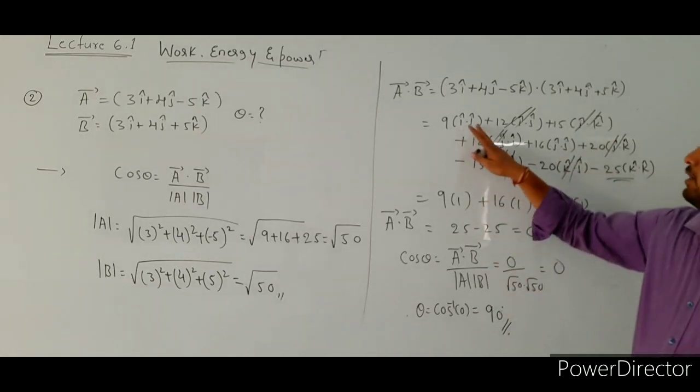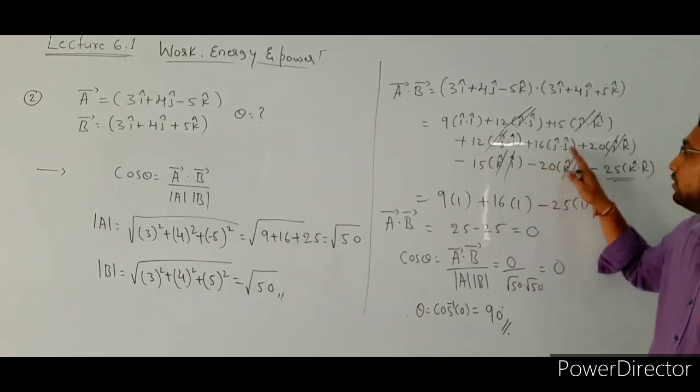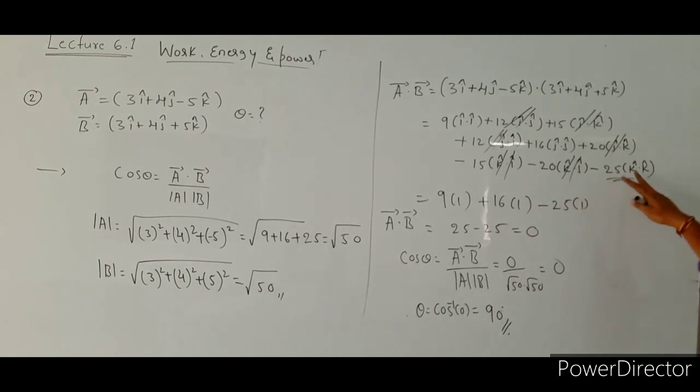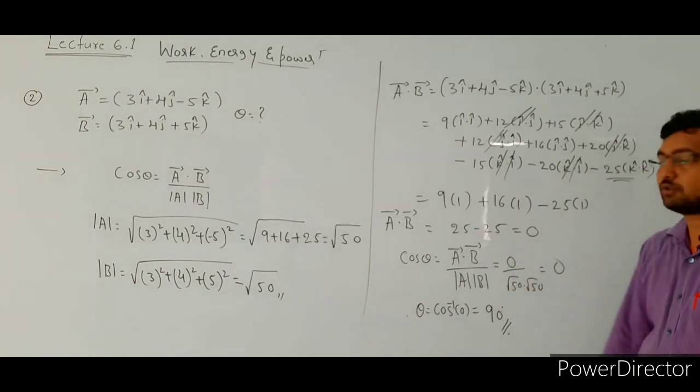So then i dot i is equal to 1, that is 9 into 1 plus 16, j dot j is equal to 1, 16 minus 25, k dot k value is 1. So then 16 plus 9, that is 25, minus 25, that is equal to 0.